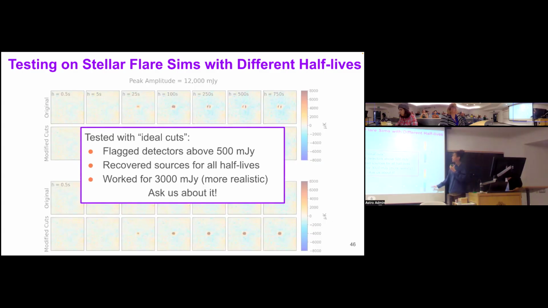So to test how this would work without the signal to noise cutoff of 10, that's limited by the cuts algorithm, we tested our pipeline with what we call ideal cuts, where we manually flag detectors that see the source above it, and then it worked quite well. We recovered the source with high probability for all half-lives, and that even worked for a flare that's down to 3,000 milliJy, which is closer to the transient amplitudes that we see in transient papers. But you can ask more about that later.